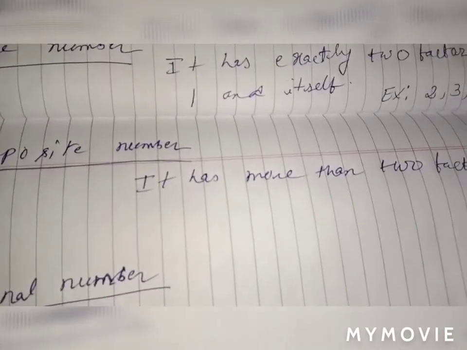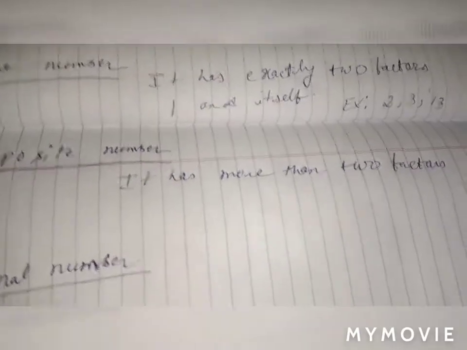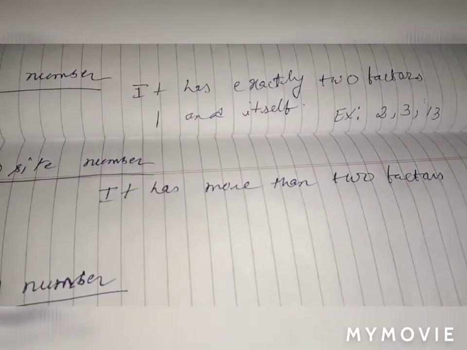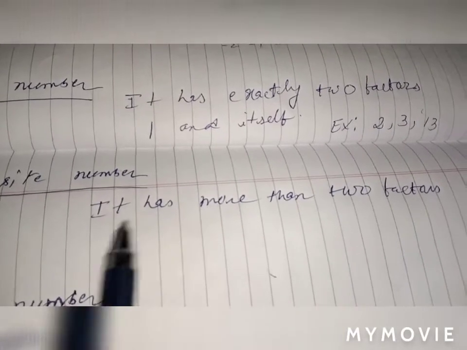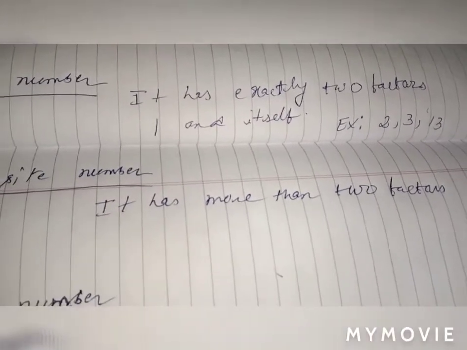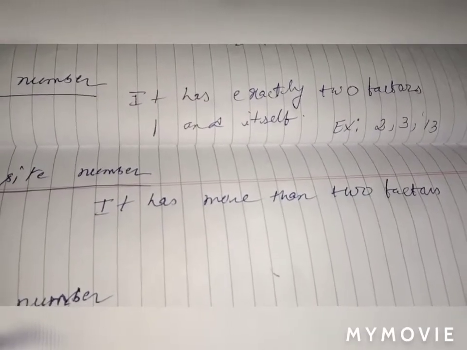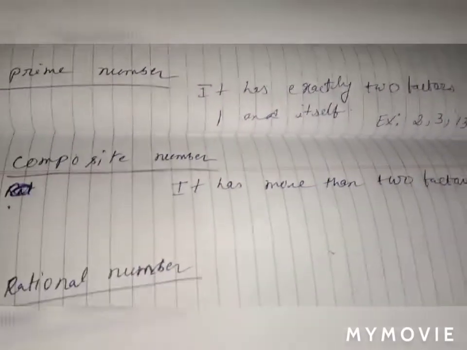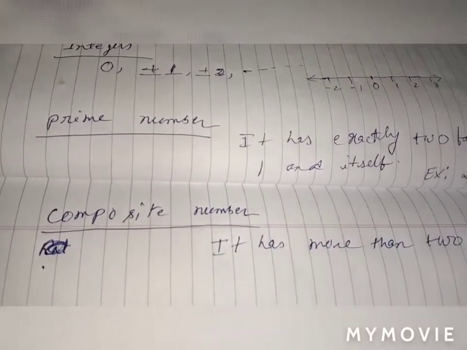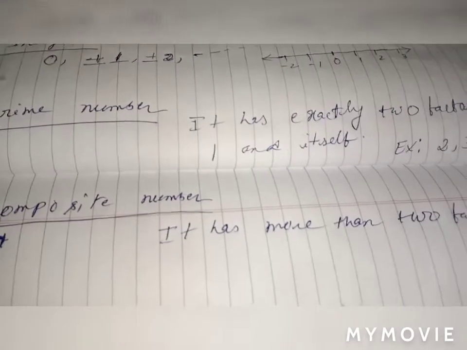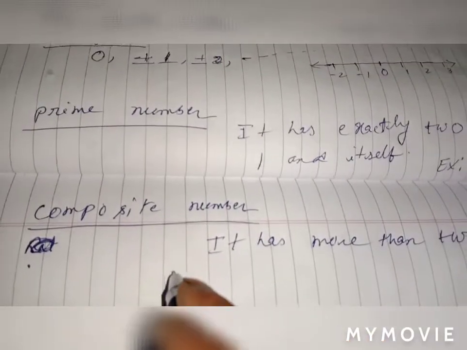A number which has more than two factors is called a composite number. See, this definition I have not given directly. The main point is that it has more than two factors. This concept is important. Those numbers are not prime, they are composite, because a prime number has exactly two factors, and more than two factors means it is a composite number. So you can write that those numbers are not prime.